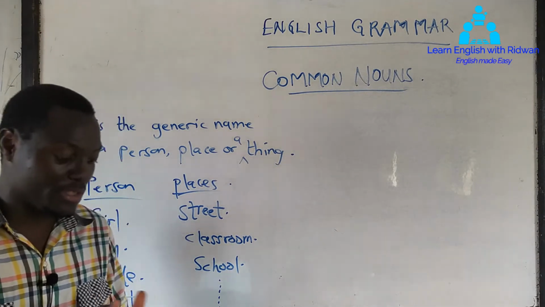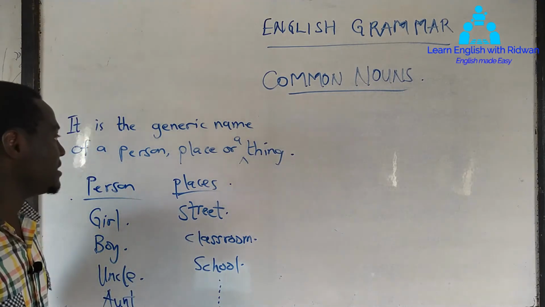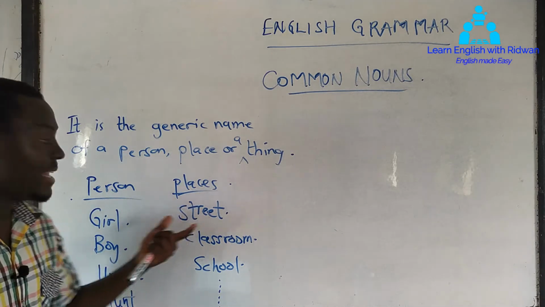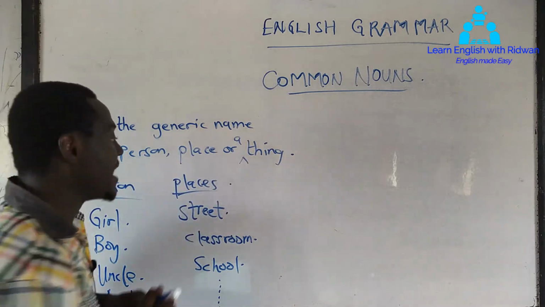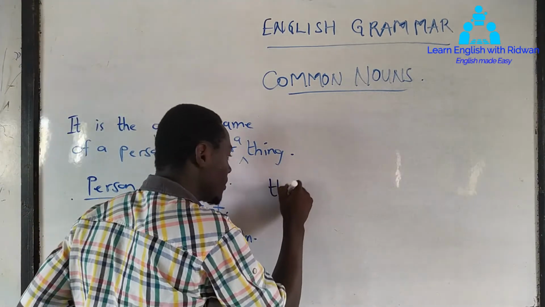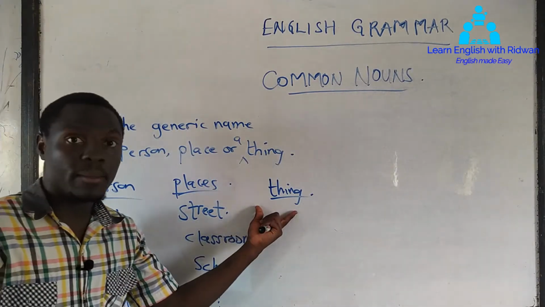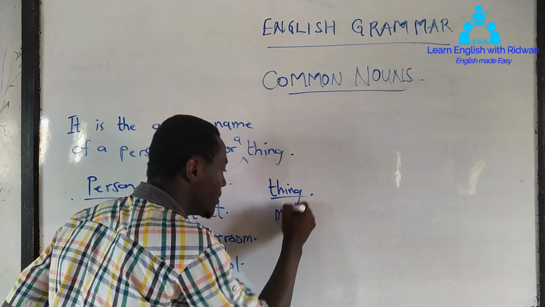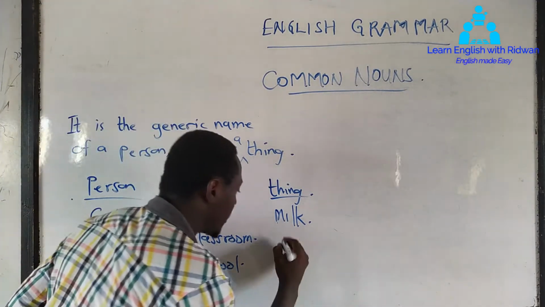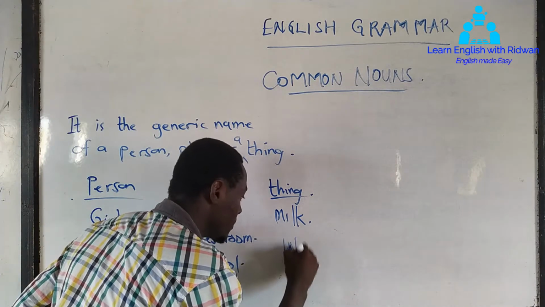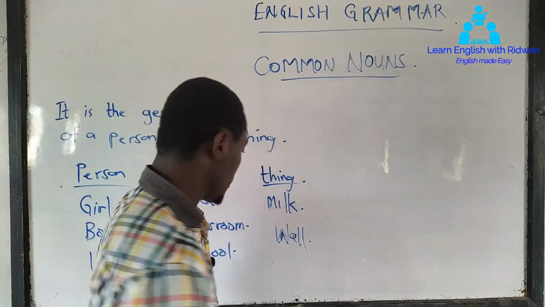We wouldn't finish with this lesson today. So I'm just going to be giving you a few examples under each and every section. So we have for persons, for places, and now for a thing. Example, we have something like milk. We have something like a wall. We have cup.